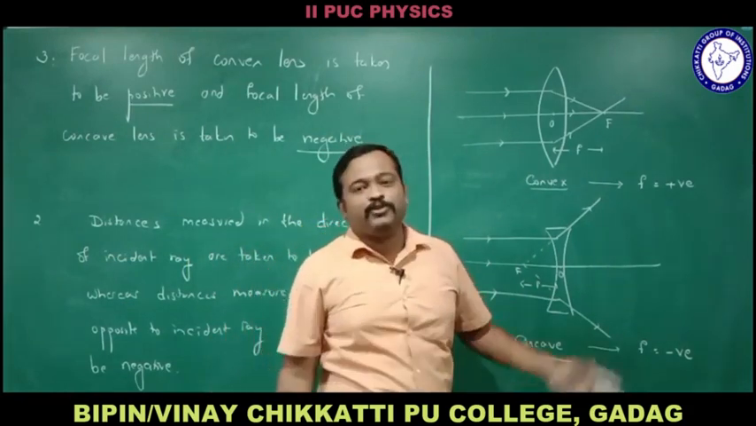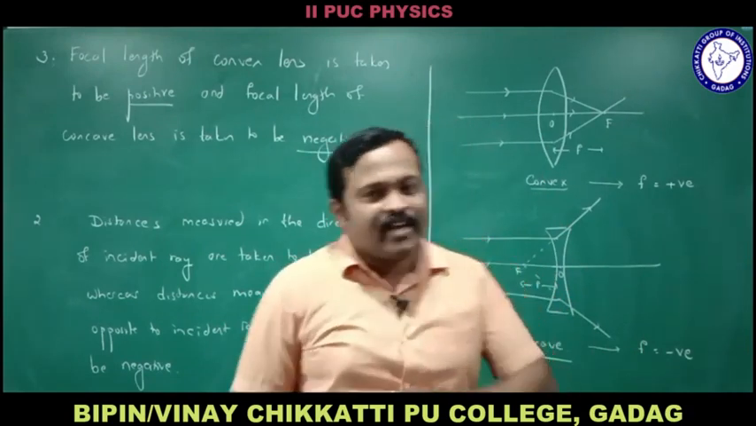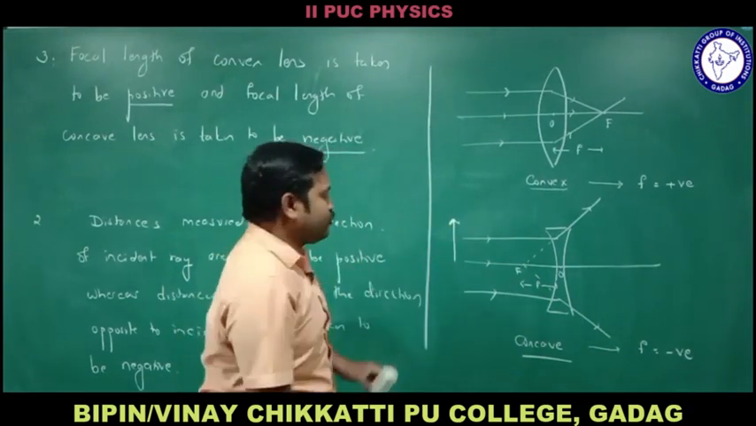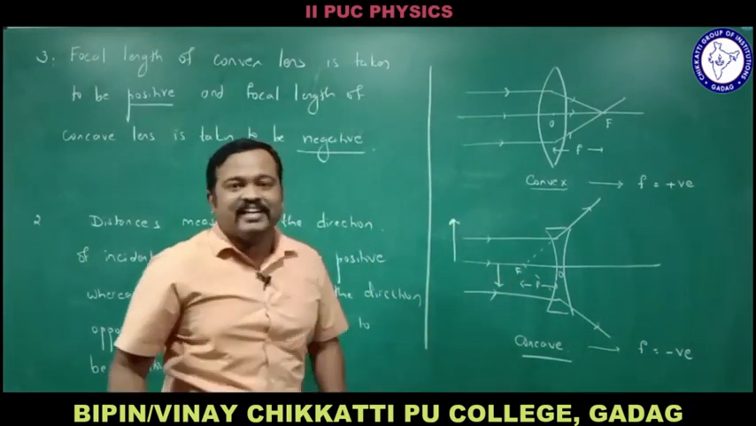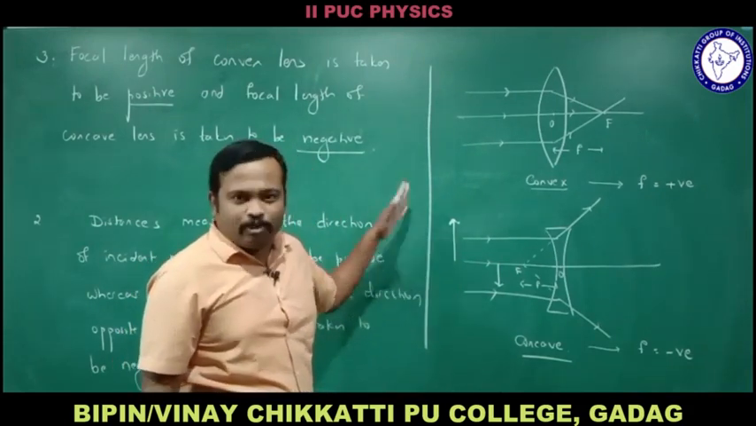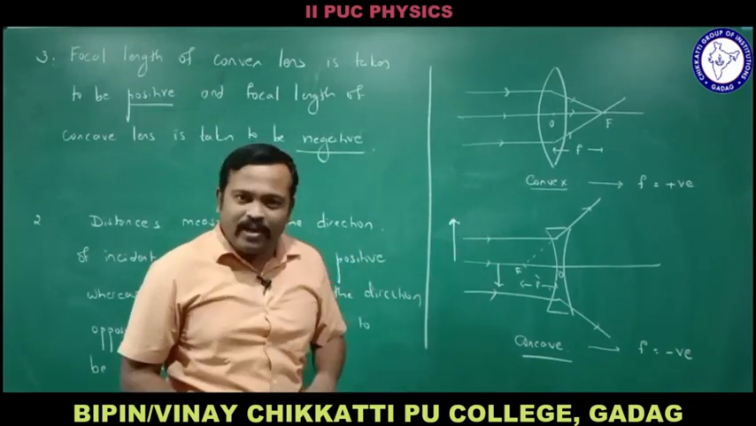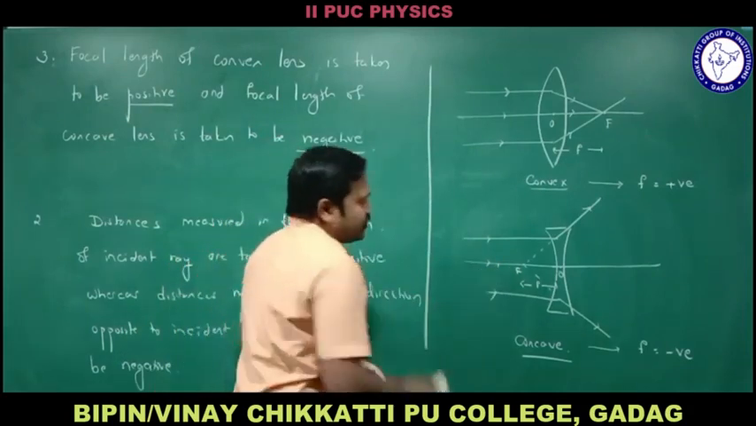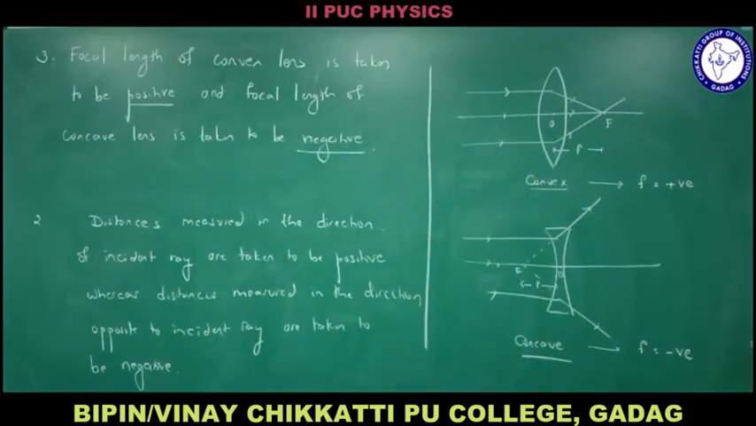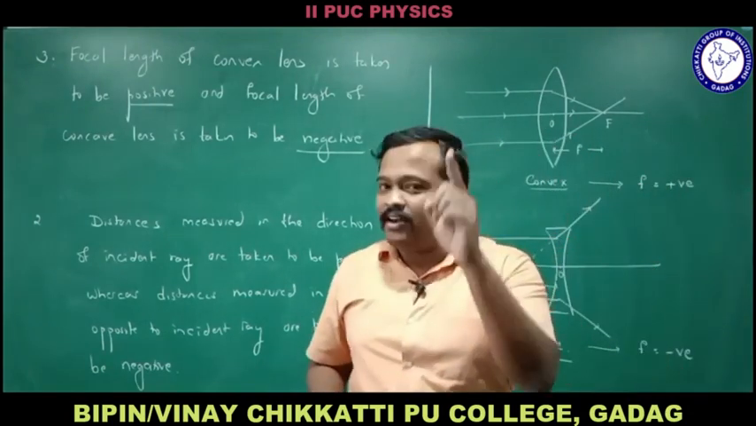Why do we take it like this? We use sign conventions for lenses. The other sign convention is similar. If the object is in this direction, then we take it as positive. If it is inverted, we take it as negative. The distance or height upward from the principal axis is taken to be positive, and the height taken downwards is taken to be negative. These are all the sign conventions that we'll be using in case of a lens, for measuring distances in lenses.